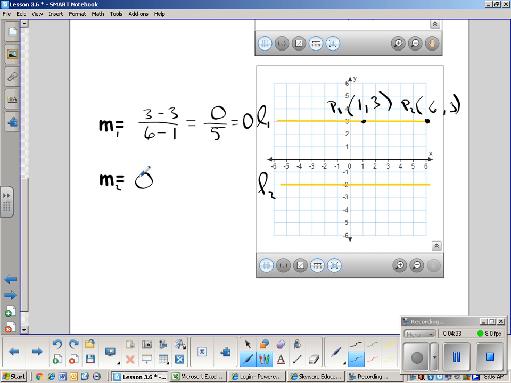Now all the other lines will have some number for a slope that's not 0. So all other lines will have some other slope. And they might be a fraction, might be a whole number, might be negative, might be positive. Okay? I want to make sure that you saw vertical and horizontal lines, because those are usually what trip you up the most. Any questions on these?